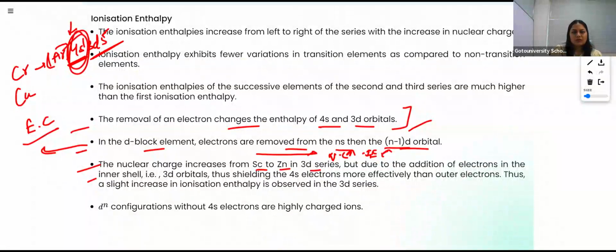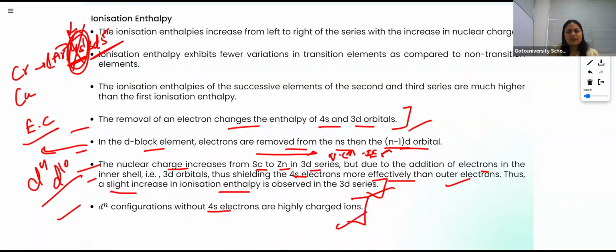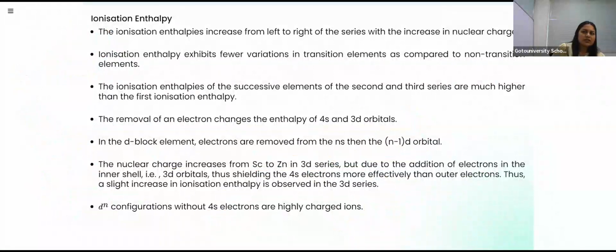How does the nuclear charge increase? Because the number of electrons are adding to the same shell, right? So the shielding of the 4s electron is more effective than that of the outer electrons. So we can say that a slight increase in ionization enthalpy is observed in the 3d series while moving left to right. If we consider the configuration without 4s electrons, suppose in the d orbital we are not considering the configuration for 4s, then this dn orbital, or say d10 configuration, will be highly charged ions.